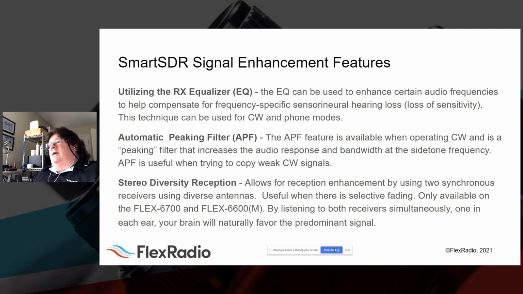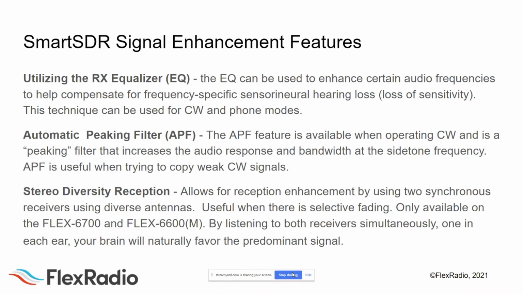If one antenna and receiver combination is hearing the signal a little bit better than the other combination, then your brain will be able to listen to both of those and will pick the ear where it's got the predominantly better signal-to-noise ratio. So that's one way that you can use diversity reception for increasing SNR.